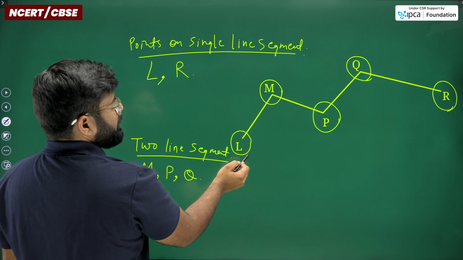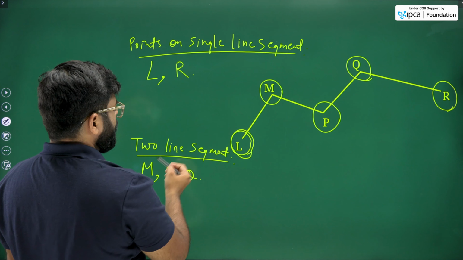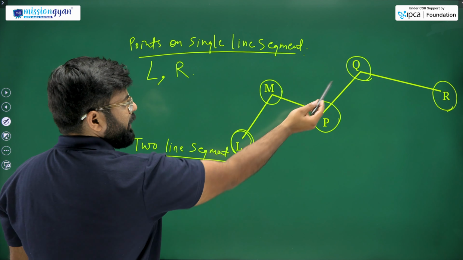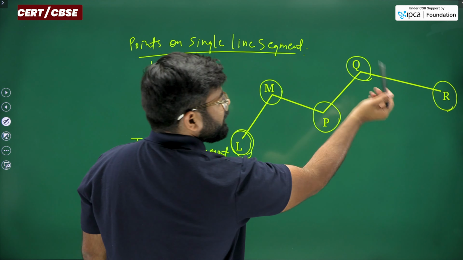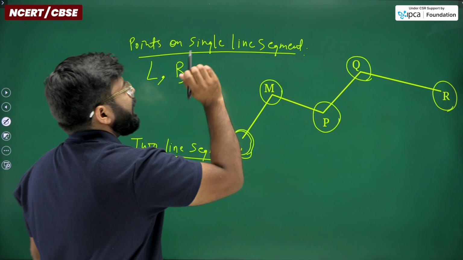So L is in the one line segment, M in the two, P in the two line segments, Q in the two line segments, and the last one is R, that is in one line segment.